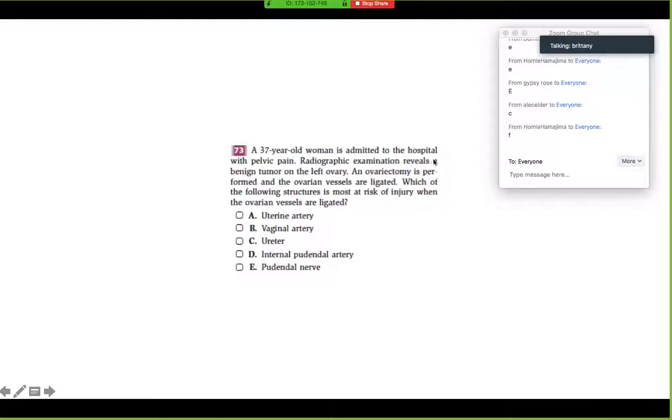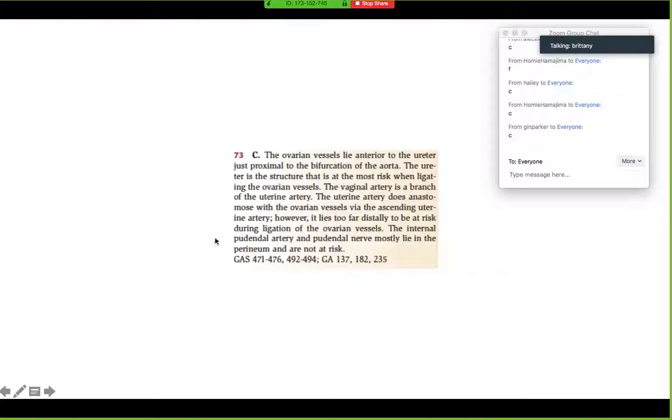A 37-year-old woman is admitted to the hospital with pelvic pain. Radiographs reveal a benign tumor on the left ovary. An ovariectomy is performed and the ovarian vessels are ligated. Which of the following structures is most at risk of injury when the ovarian vessels are ligated? Right, great job. So that's the ureter, and this is just a question testing if you know the relationships.